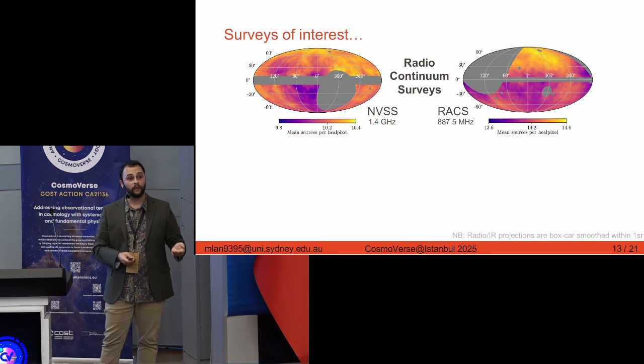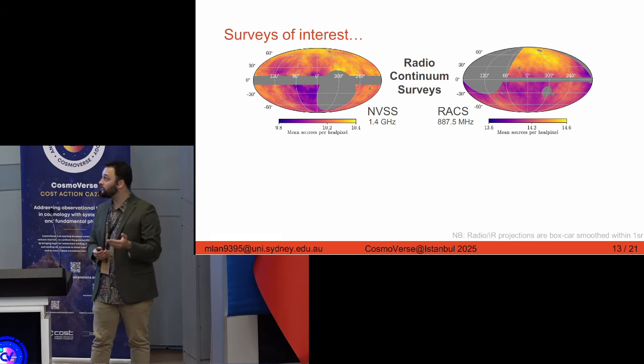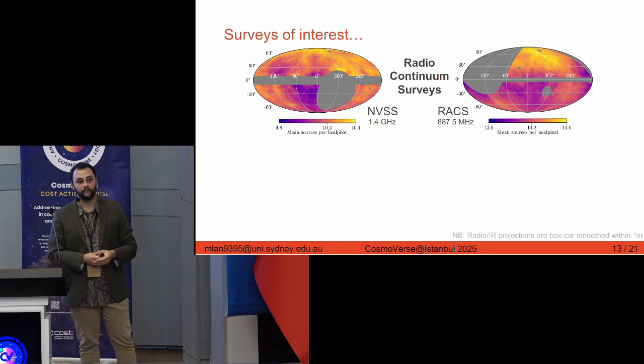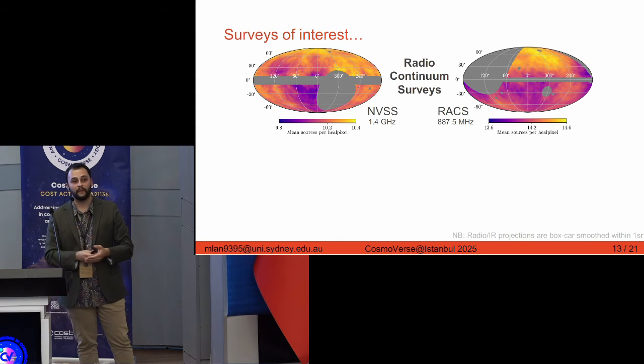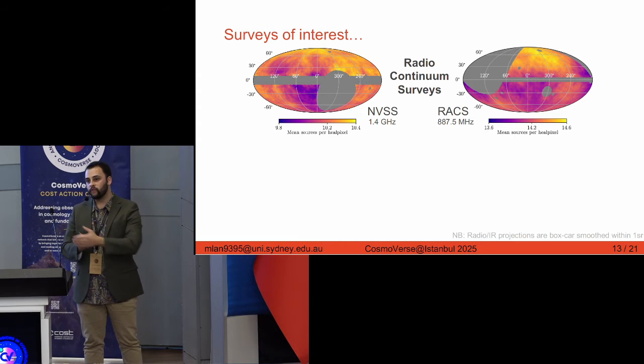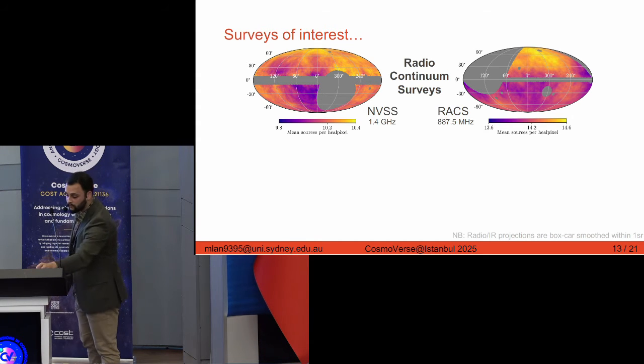So the surveys that we look at are the ones I mentioned earlier. The NRAO VLA Sky Survey, observed at 1.4 gigahertz around 20 years ago. This is a Northern Hemisphere ground-based survey. And we also compare this to the Rapid ASKAP Continuum Survey done around 2018-2019. These are the RACS 1 observations at 887.5 megahertz.